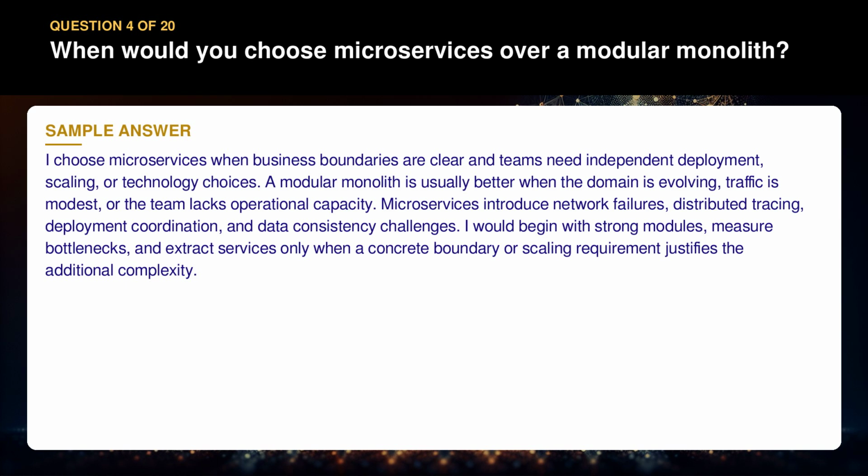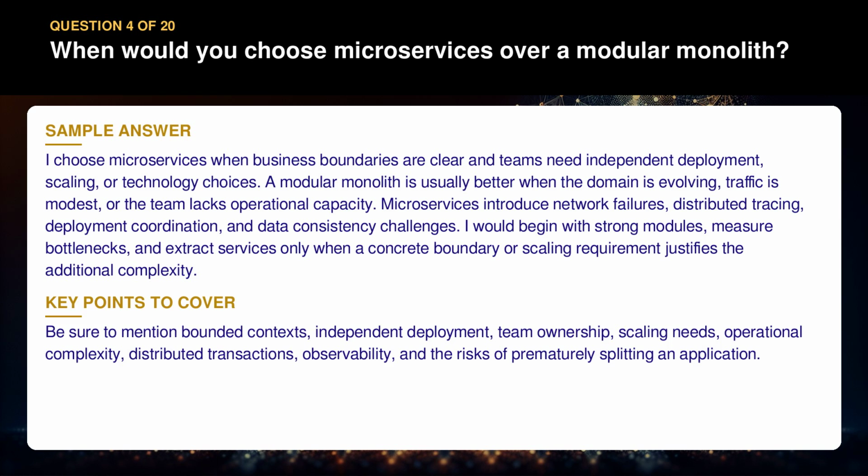I would begin with strong modules, measure bottlenecks, and extract services only when a concrete boundary or scaling requirement justifies the additional complexity. Be sure to mention bounded contexts, independent deployment, team ownership, scaling needs, operational complexity, distributed transactions, observability, and the risks of prematurely splitting an application.